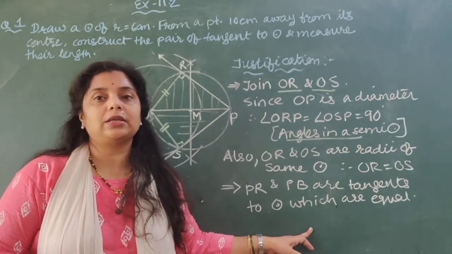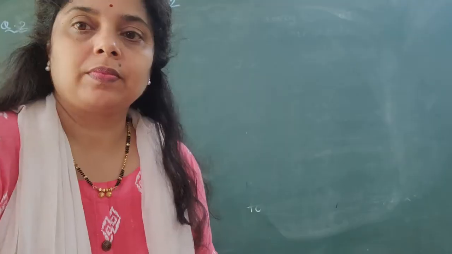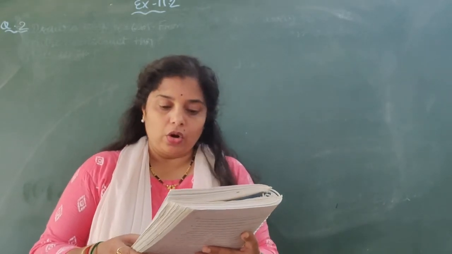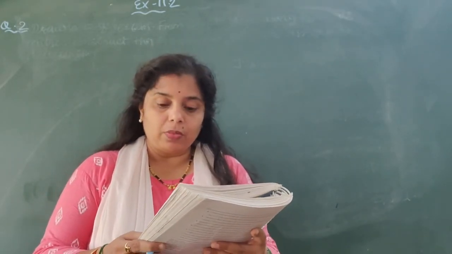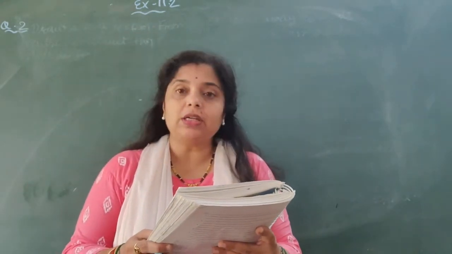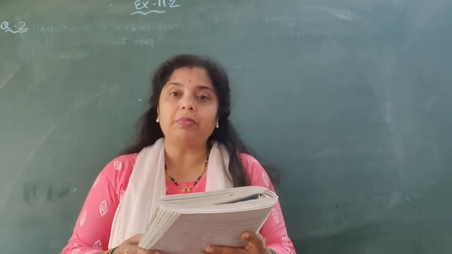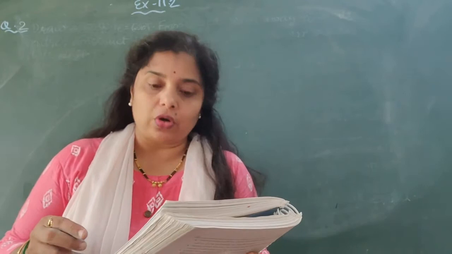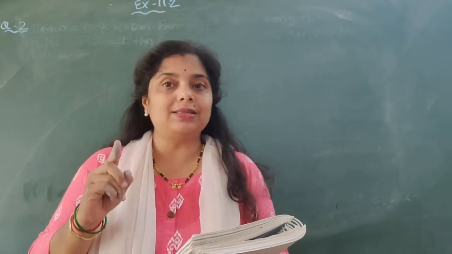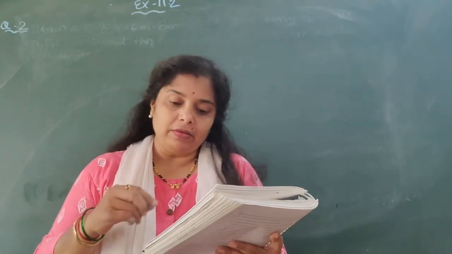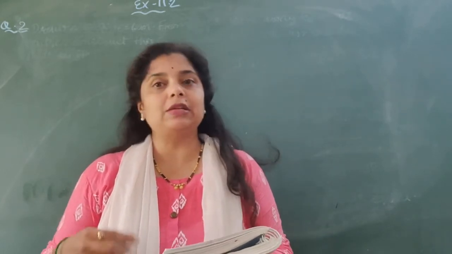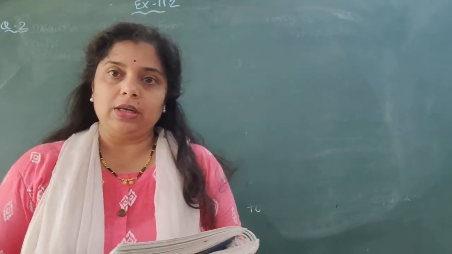Okay. So let's start the next one. Now second question: construct a tangent to a circle of 4 cm radius from a point on a concentric circle of radius 6 cm and measure its length. Also verify the measurement by actual calculation. Here we have to draw concentric circles. What do you mean by concentric? Concentric means having one center common. Then we have to draw a tangent and measure the length of the tangent also, and lastly we can do the justification. Is it clear? Okay, so let's start.